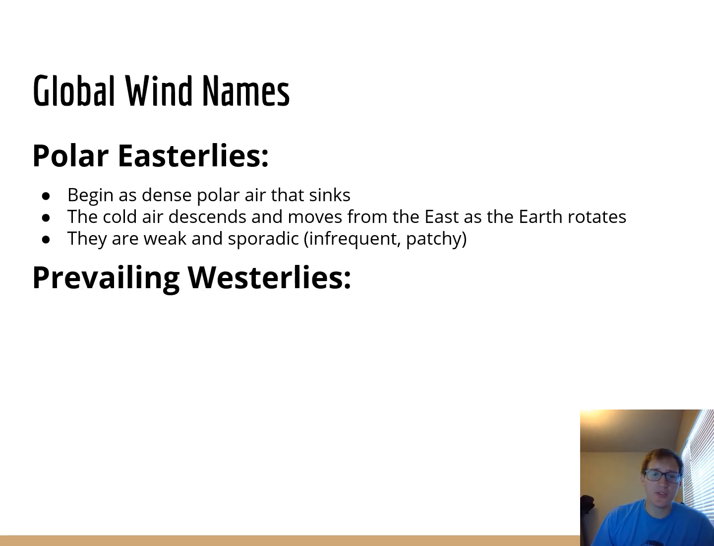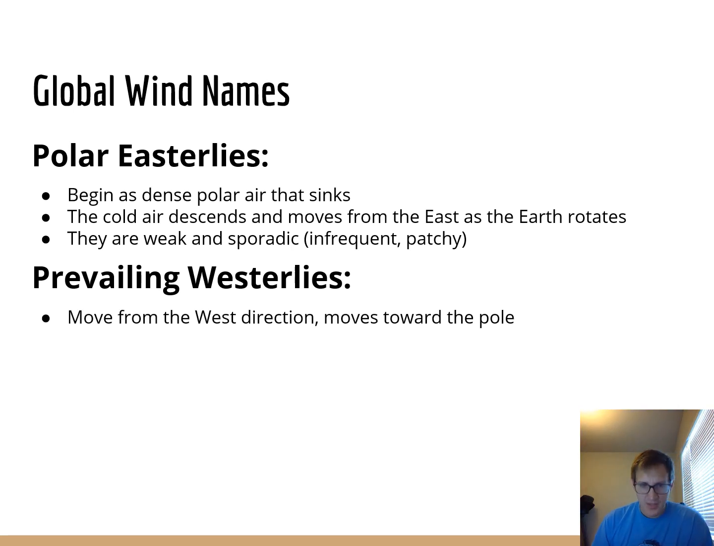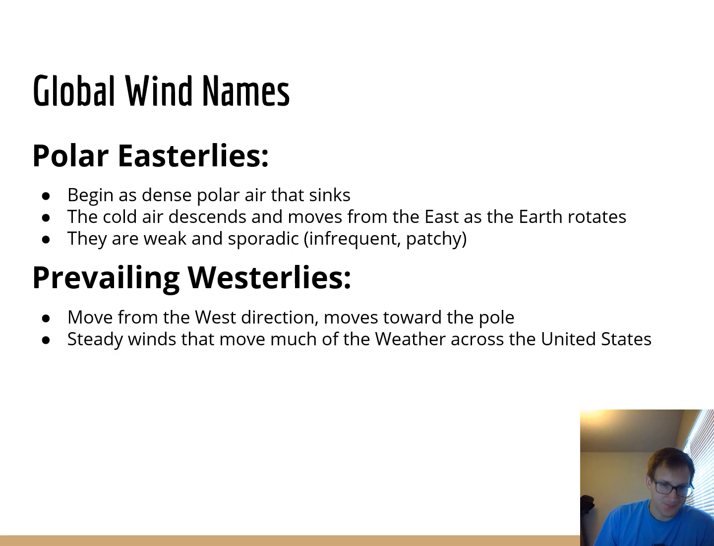The prevailing westerlies are what we typically have where we live here in Colorado and here in North America. They move from west to east. They come out of the west and move east, and actually move up towards the poles because of how they interact with the polar easterlies. They're steady winds that move much of the weather across the United States.